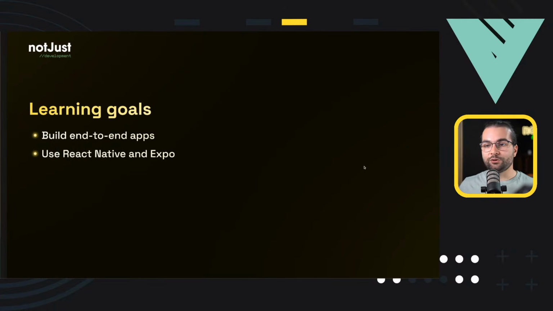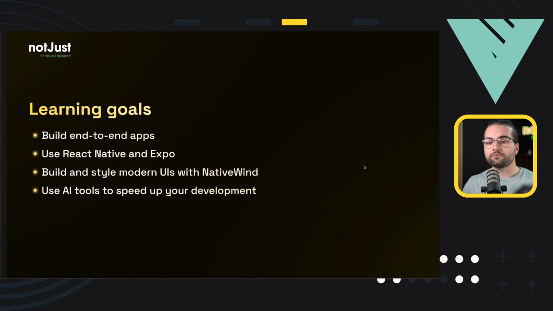We're going to learn how to use React Native and Expo to build mobile applications, both for iOS and Android. We're going to learn how to build and style modern UIs using NativeWind. We're going to use some AI tools to speed up our development because we live in 2025. And nowadays, without AI tools, it already feels like we are so slow.